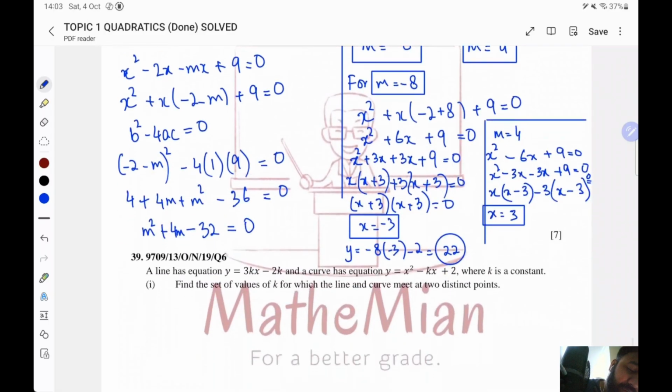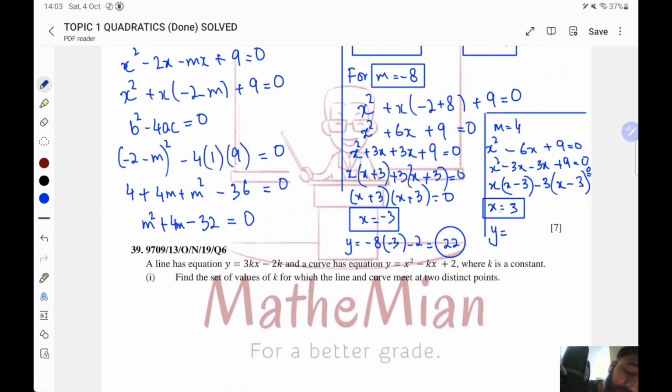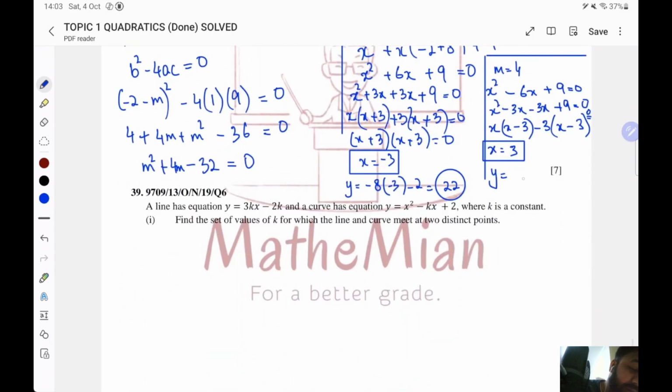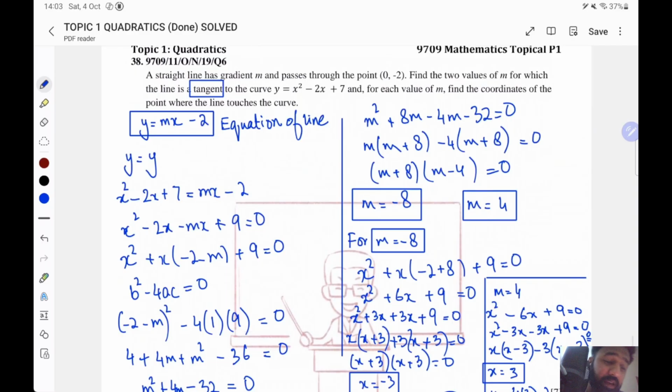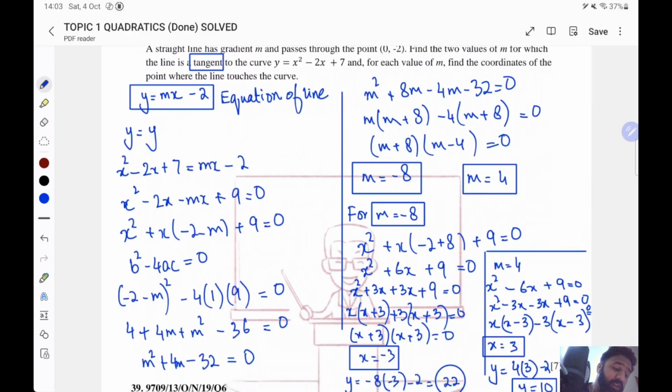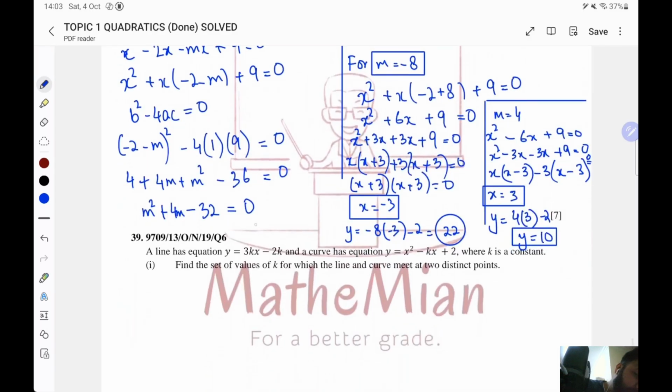Now I can substitute the same value in the line y equals mx minus 2. The value of m is 4, the value of x is 3, minus 2. 12 minus 2 is 10. So the two possible coordinates where the line and the curve are tangent to each other, let me write them here. One is going to be (-3, 22), and the other one will be (3, 10).